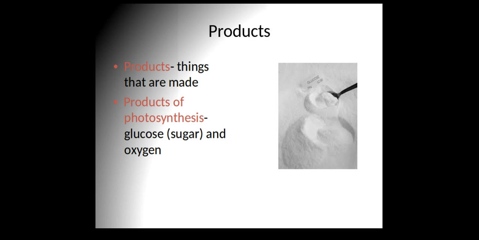Please write down products, things that are made. After you have written down products, things that are made, please write down that glucose and oxygen are the products of photosynthesis. Now, the oxygen, which is a product of photosynthesis, is the waste of which the plants get rid, kind of like when we go to the bathroom.